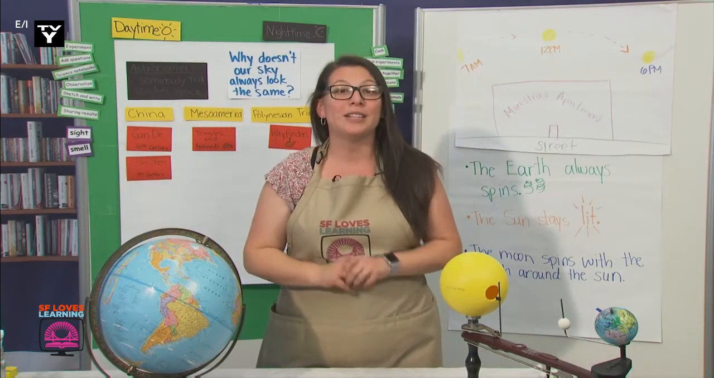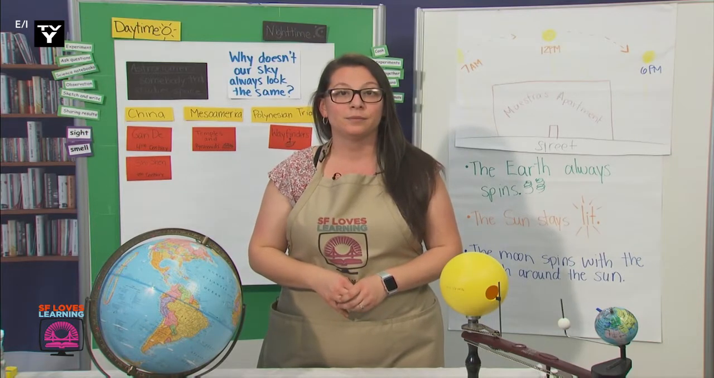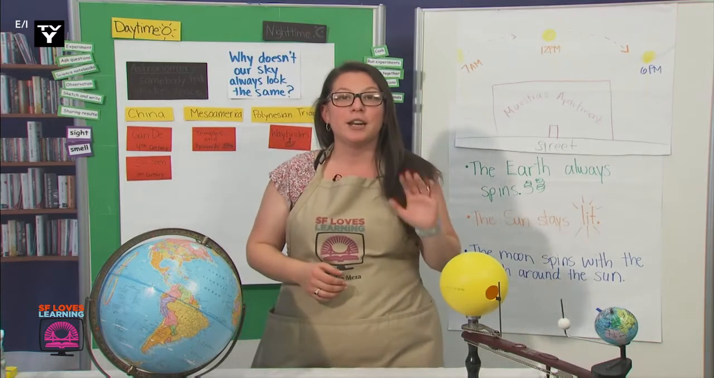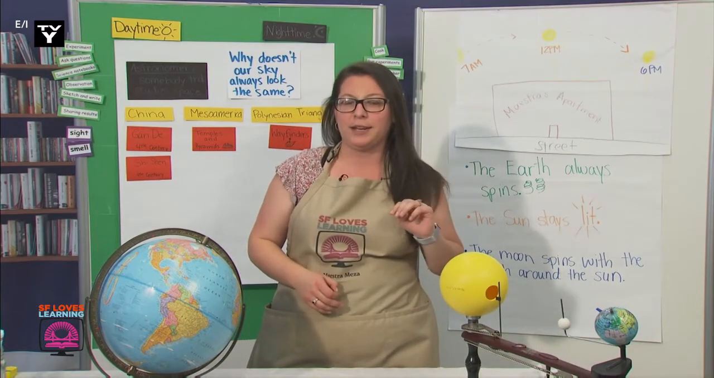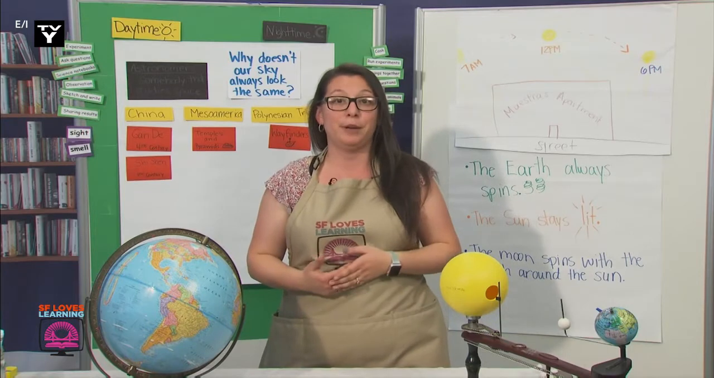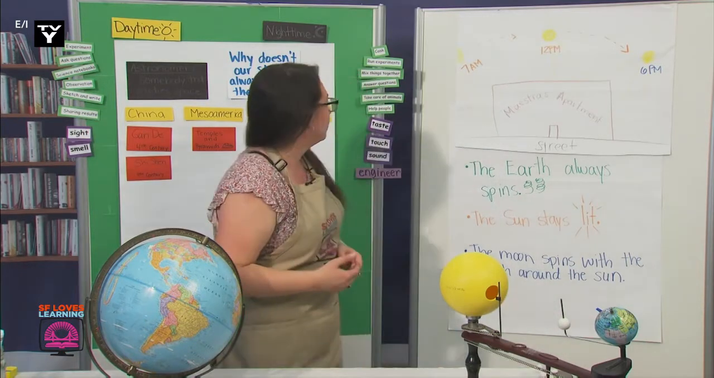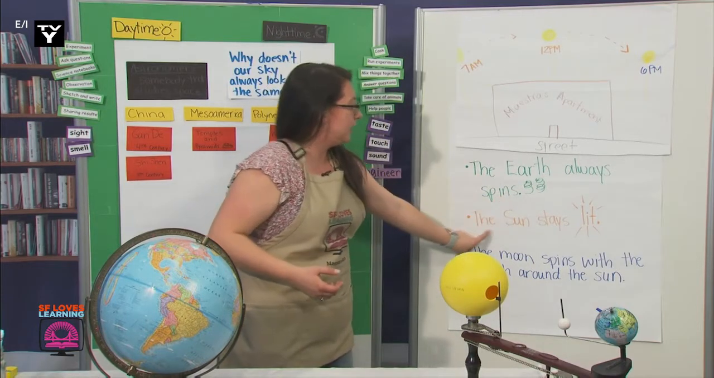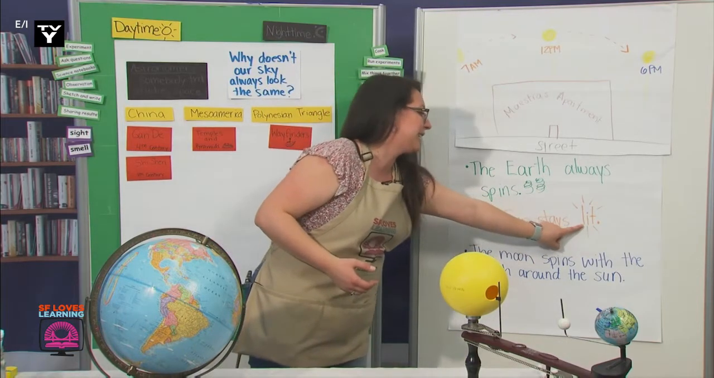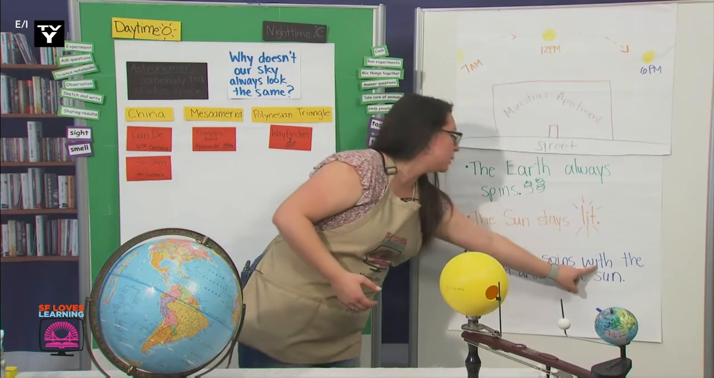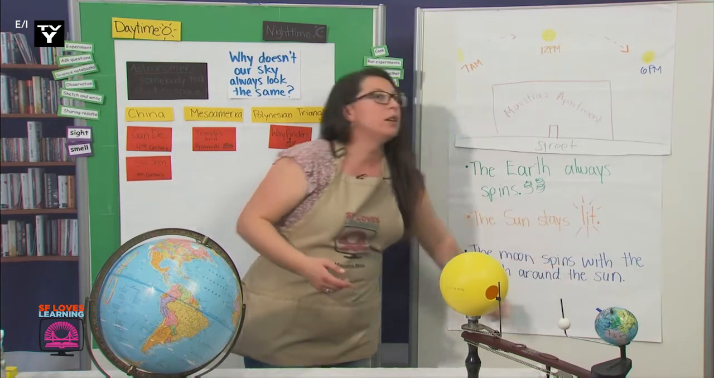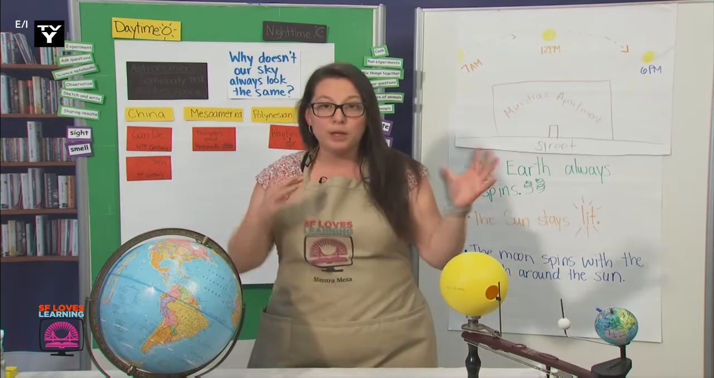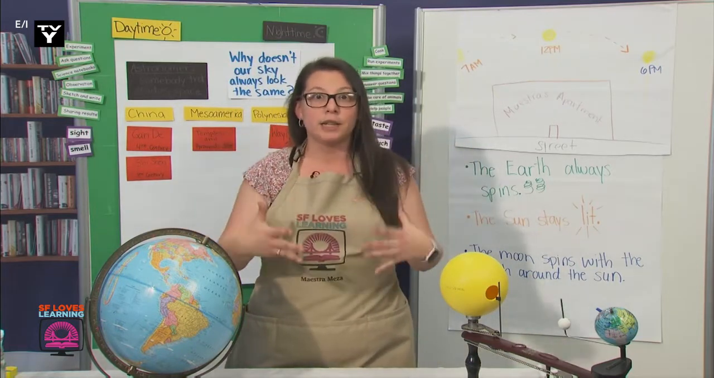What did we learn about the next day? That's it. We observed the model of the Earth, Sun, and our Moon. Let's reread my notes from that day. You can take out your notebook and read from it if you took notes too. The Earth always spins, the sun stays lit, the moon spins with the Earth around the sun. Okay, I remember now. So we learn how we move around the sun and that it always stays lit.